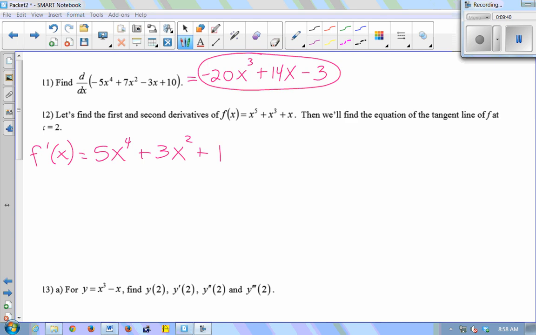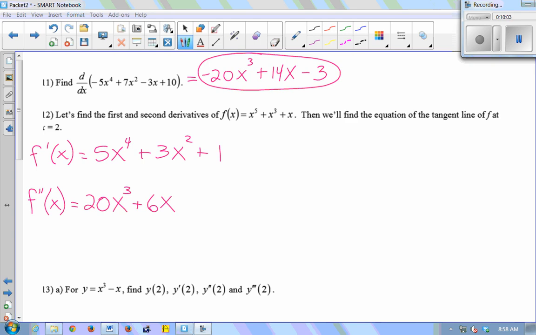And then to find f double prime, I'm just going to apply the power rule again to f prime. So I take my exponent of 4, bring it down. 4 times 5 is 20. Copy the x, reduce the exponent by 1, plus 6x, and then the derivative of 1 is 0.